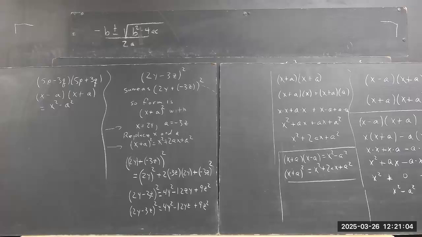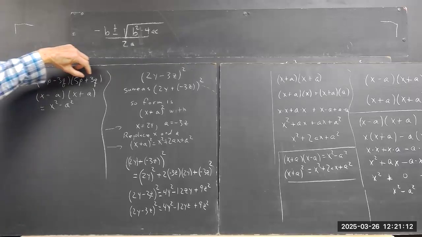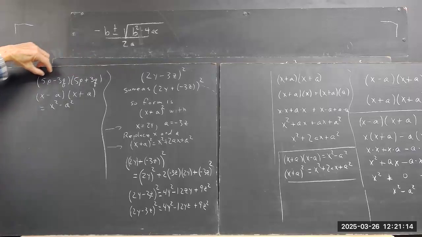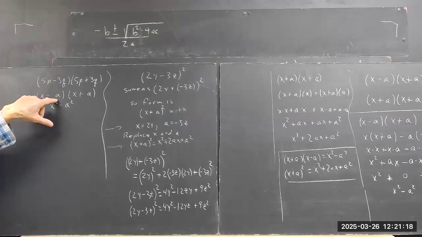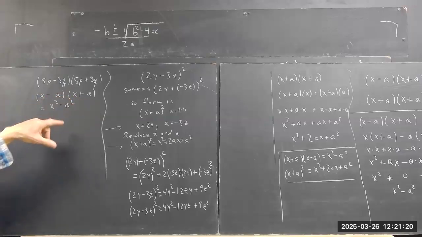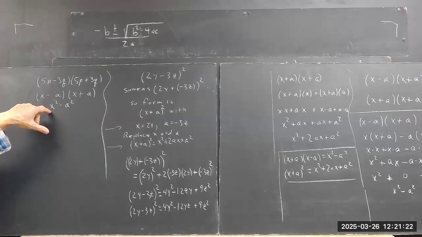So what we have is this times this. We see that this is the same as this. This is the same as this. We've got this minus this, and then this plus this. And that's in the form x minus a times x plus a, which we know has to be equal to x squared minus a squared.